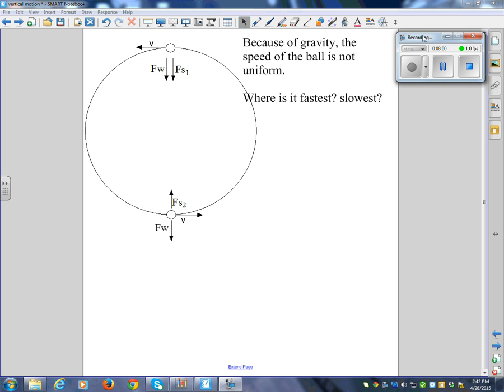Let's delve into the formula. I would draw that picture. Okay? Draw that picture. This object is traveling in a counterclockwise direction. V and V. I've got FW, which we know stands for weight force. Weight force is at the top, weight force is at the bottom. You'll notice that the weight force in both cases points down. I've got FS1, FS2. String force 1, string force 2. Tension, right? String force, tension, same thing.